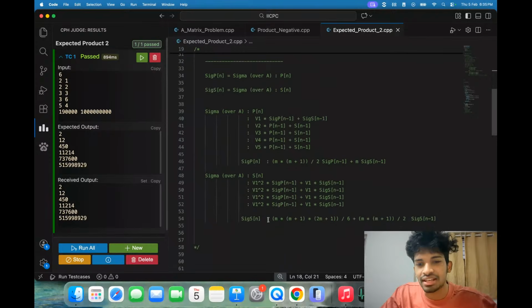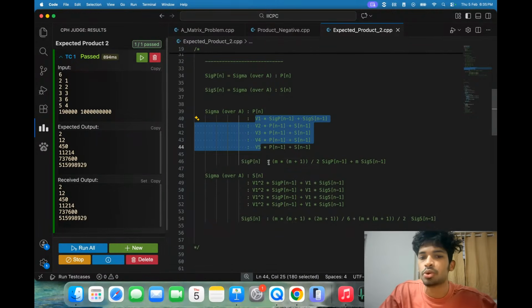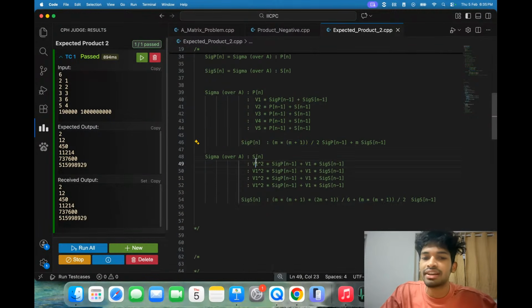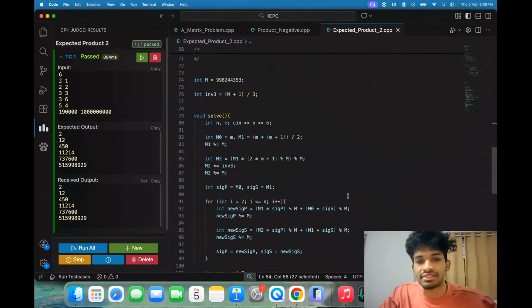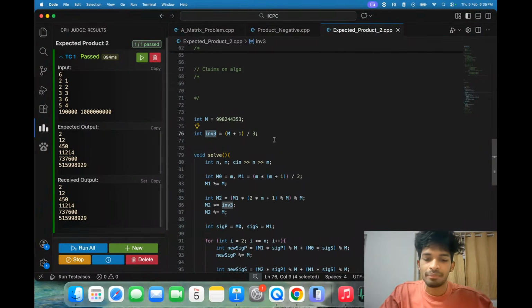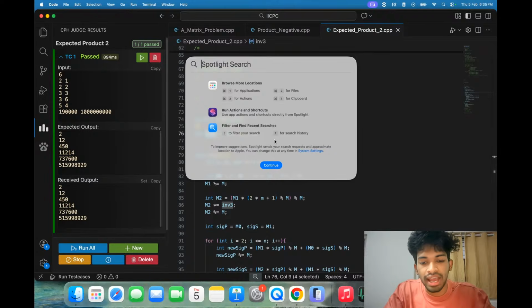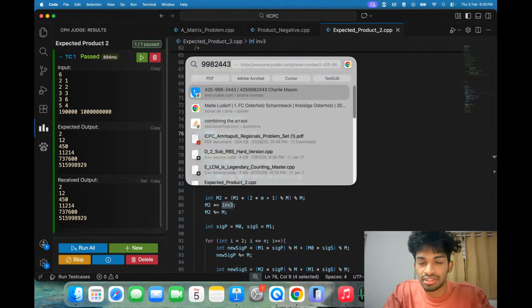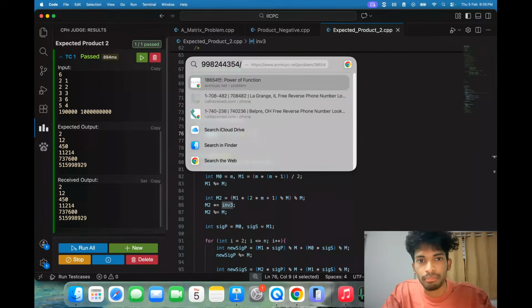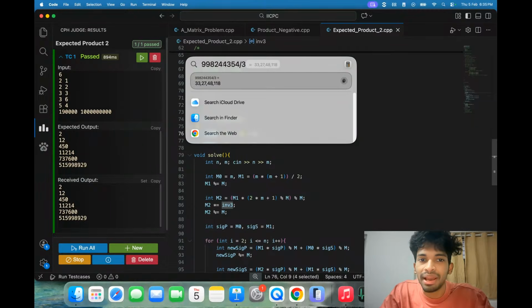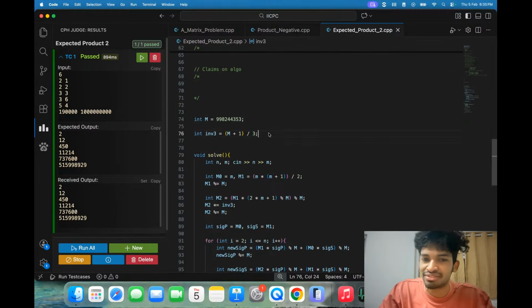I wrote this and then I converted this summation of v1 to m into m into m plus 1 by 2, and then I converted the sum of v1 square to m into m into m plus 1 into 2m plus 1 by 6. Then I did 998244353 plus 1, which is 354 by 3. That was divisible by 3. So I did m plus 1 by 3 as inverse of 3, because 3 times inverse of 3 is equal to m plus 1, which is 1 with respect to m. So this is the inverse of 3.